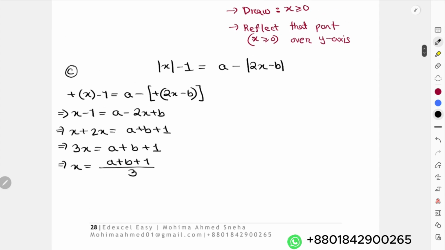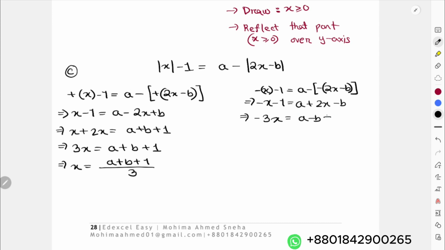And then again we can do the same equation with the negative modulus, which is going to be the same value, minus x minus 1 equals a minus 2x minus b, and after this it's going to be minus x minus 1, minus minus is going to be positive, so a plus 2x, plus minus is going to be negative b, and after this it's going to be minus 3x, and then again a minus b plus 1, and finally you can write that this time it's going to be x equals a minus b plus 1 divided by minus 3.